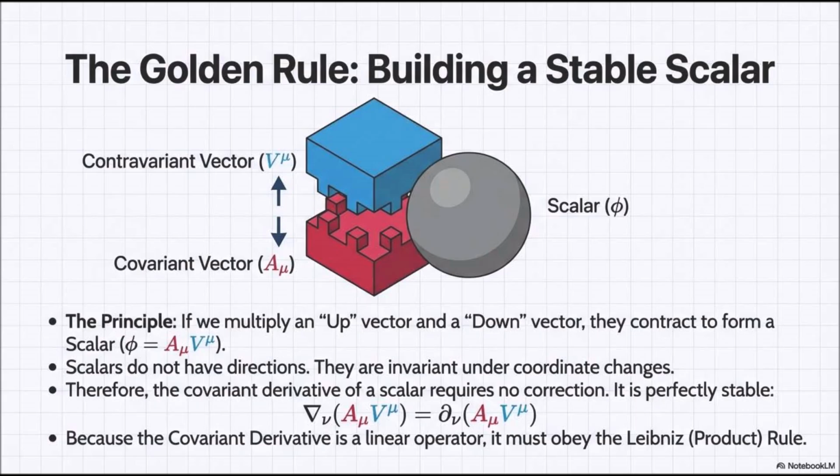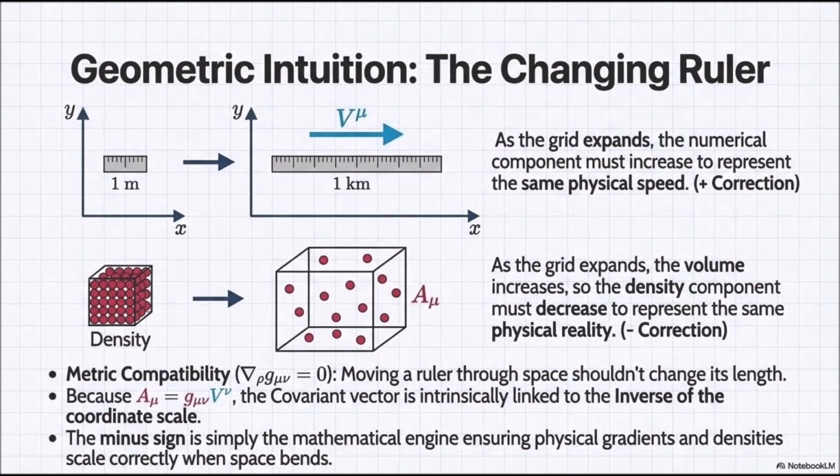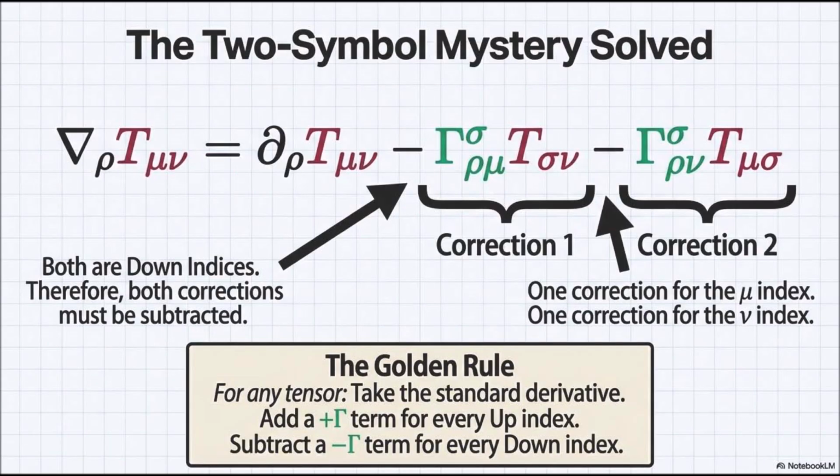What is the next step in the proof? The next step is a clever mathematical trick. We want to figure out the rule for a covariant vector. We know the rule for a scalar, no correction, and we know the rule for a contravariant vector, a plus correction. So we artificially construct a scalar by multiplying, or contracting, a covariant vector and a contravariant vector together. The scalar contraction: phi equals a with lower index mu times v with upper index mu. Okay, that makes sense.